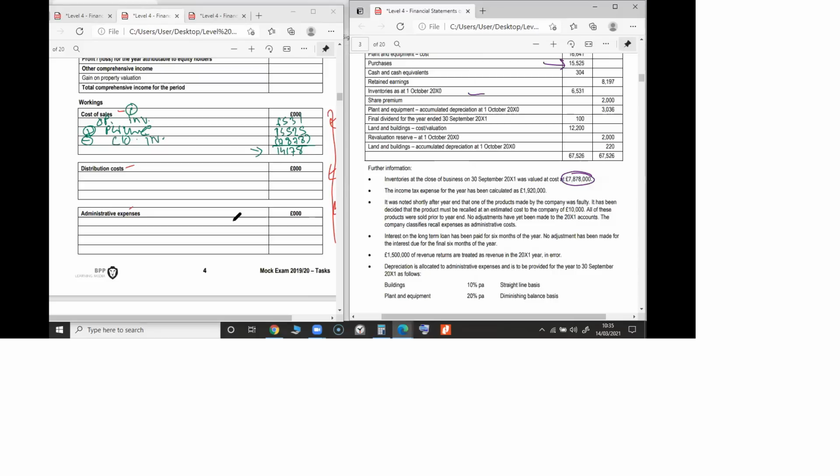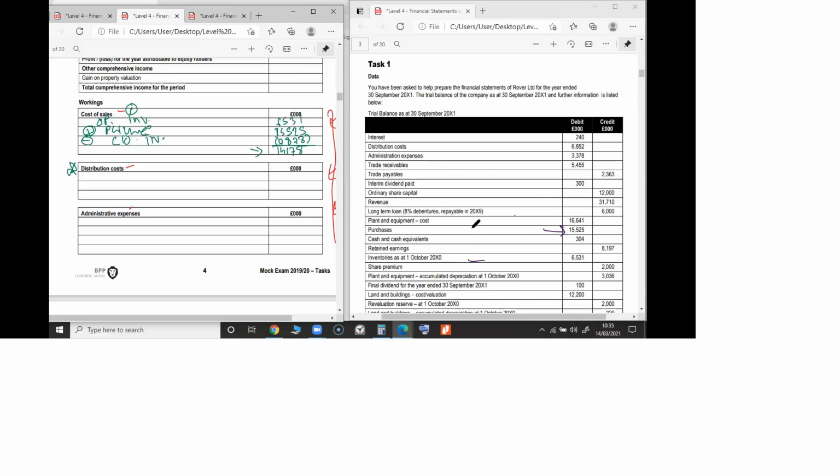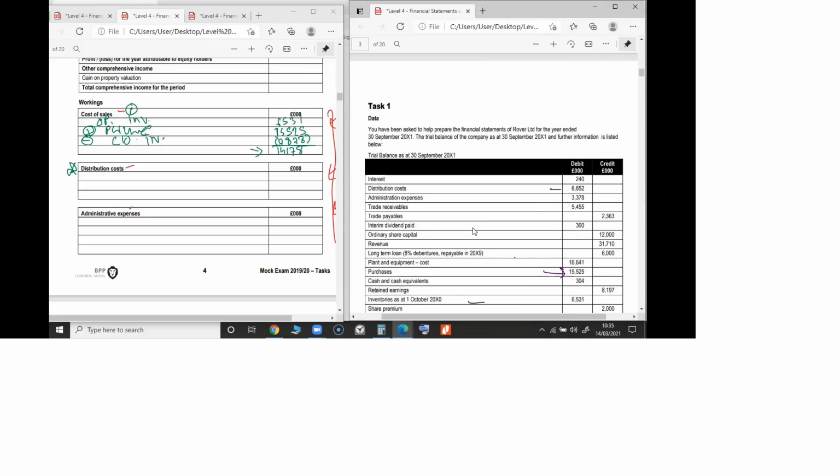What is the distribution cost? I didn't see anything regarding distribution cost, no adjustment, but they gave us a box. I don't know why they gave us a box. Distribution was 6852. I'll straight take it as per TB. TB means the trial balance. 6852. That's it. I don't have anything.